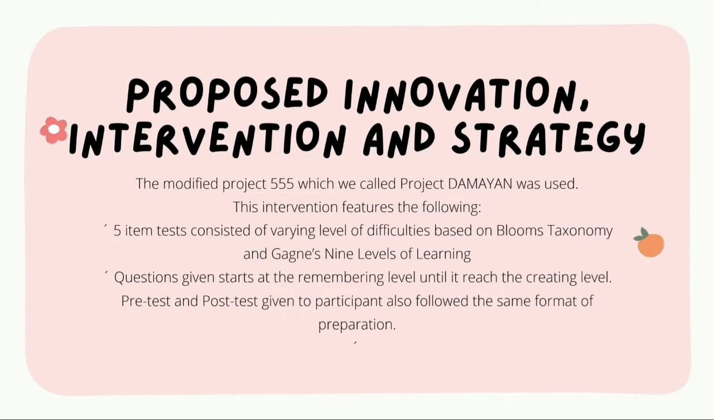The five-item test consisted of varying levels of difficulty based on Bloom's taxonomy and covers nine levels of learning. Questions start at the remembering level until they reach the creating level. The pretest and posttest given to participants also follow the same format of preparation.